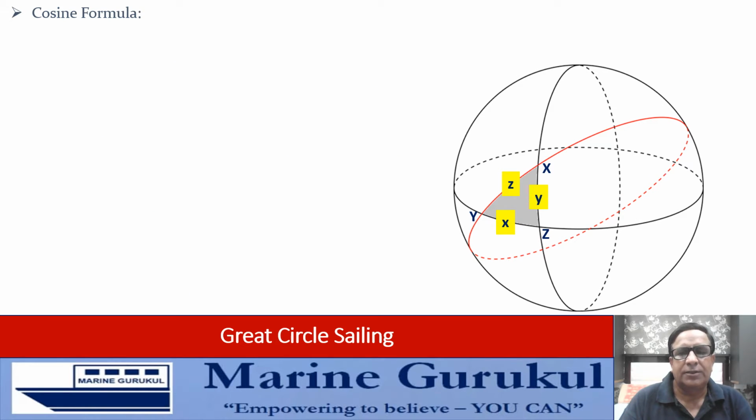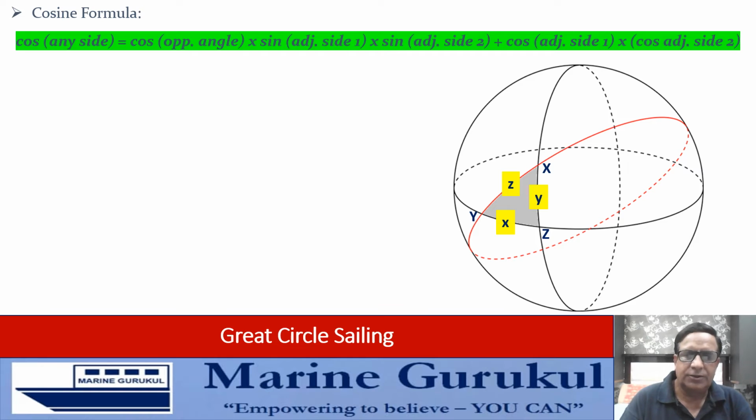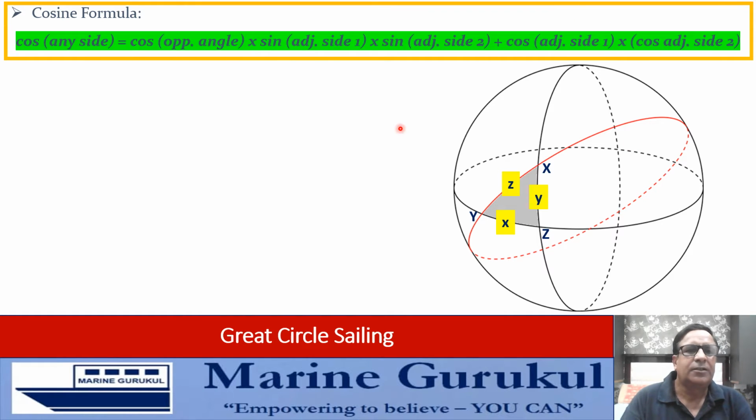Now cosine formula is the formula which will be used for solving questions in this part of the video that we are covering. Now what is cosine formula? I'm sure all of us know it, but let's quickly review it. Cosine formula is used for any side. So cosine of any side, x, y, or z, is equal to cosine of the opposite angle into sine of adjacent side 1 into sine of adjacent side 2 plus cosine of adjacent side 1 into cosine of adjacent side 2.